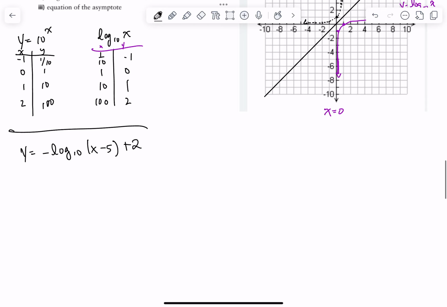What's going to happen here is this says this graph has been vertically reflected. So the purple one I drew. So that's a reflection over the x-axis. Then it's been horizontally translated.